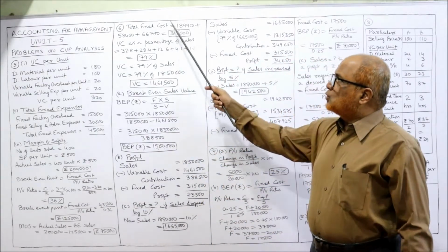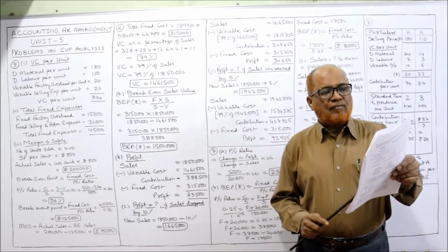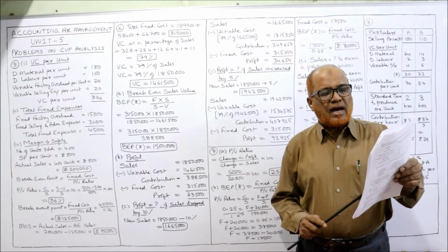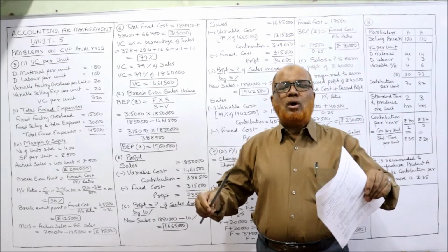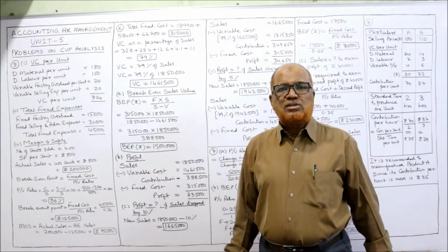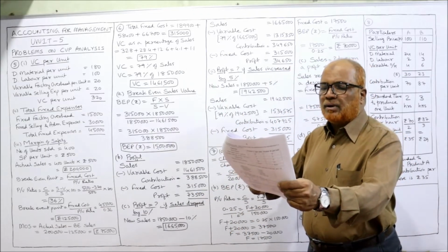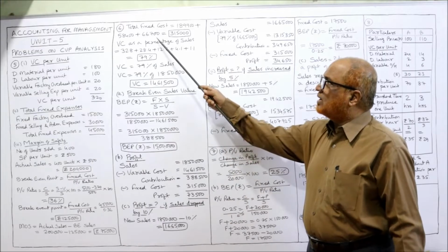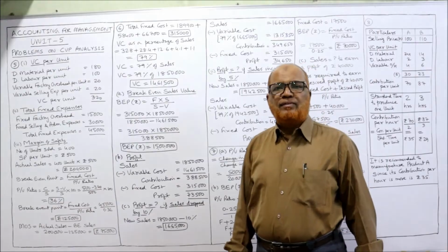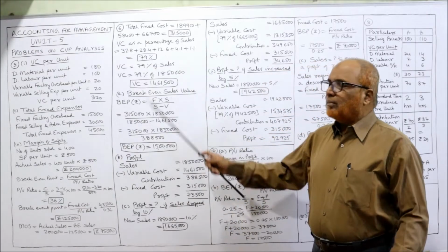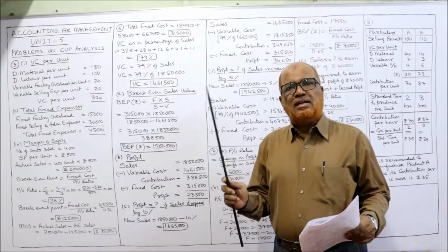One by one we will attempt. First of all, total fixed cost. Here the fixed cost is given separately for factory overhead, distribution overhead and general overhead. We combine it all. We want the total fixed cost. So simply we add up 1,89,900 plus 58,400 plus 66,700. The total fixed cost comes to 3,15,000.